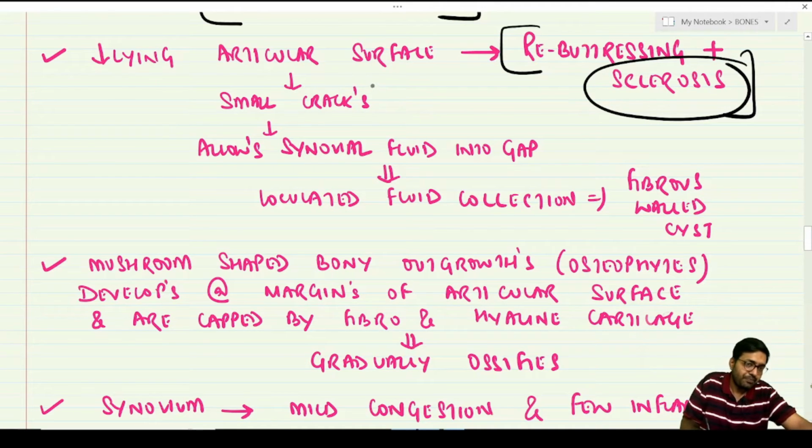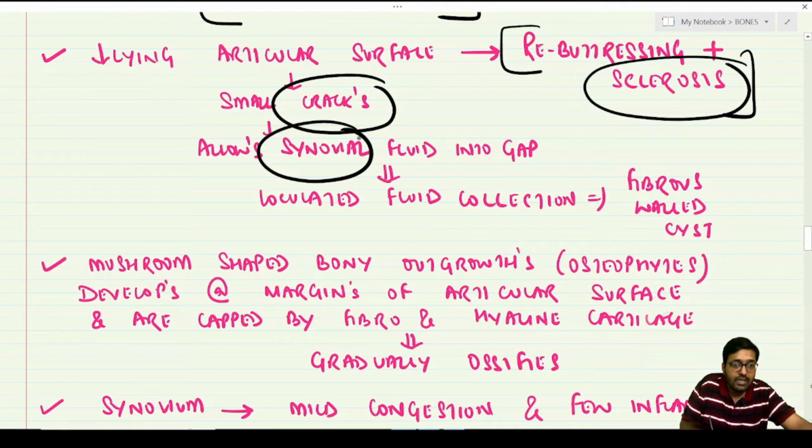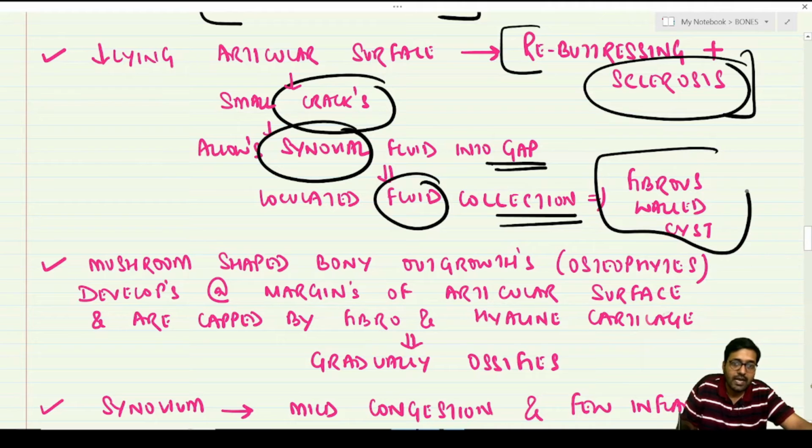Apart from that, because of constant damage to the subchondral bone, they will develop some small cracks that allow the synovial fluid to enter into the gaps, and loculated fluid collections will occur, forming what is called a fibrous walled cyst. So what is that? We are going to try and understand what that is.